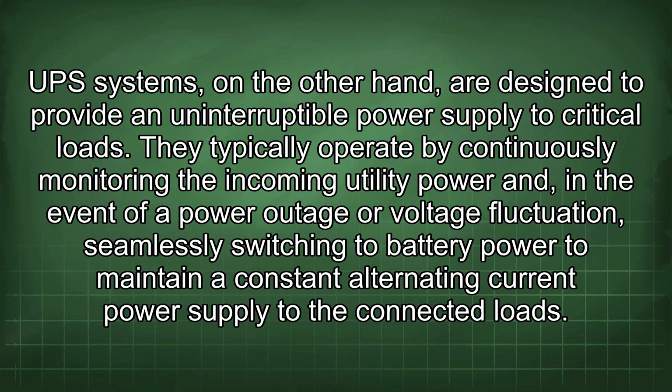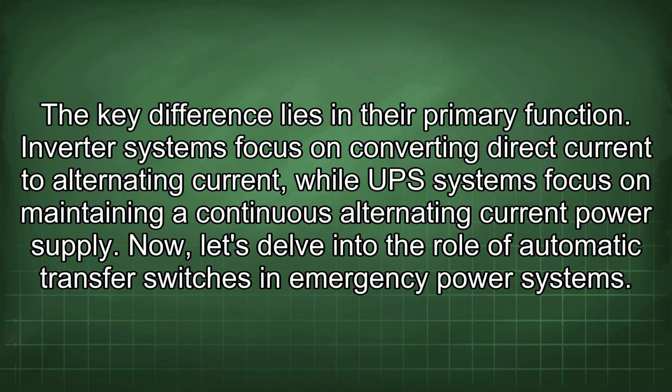UPS systems, on the other hand, are designed to provide an uninterruptible power supply to critical loads. They typically operate by continuously monitoring the incoming utility power and, in the event of a power outage or voltage fluctuation, seamlessly switching to battery power to maintain a constant alternating current power supply to the connected loads. The key difference lies in their primary function. Inverter systems focus on converting direct current to alternating current, while UPS systems focus on maintaining a continuous alternating current power supply. Now, let's delve into the role of automatic transfer switches in emergency power systems.